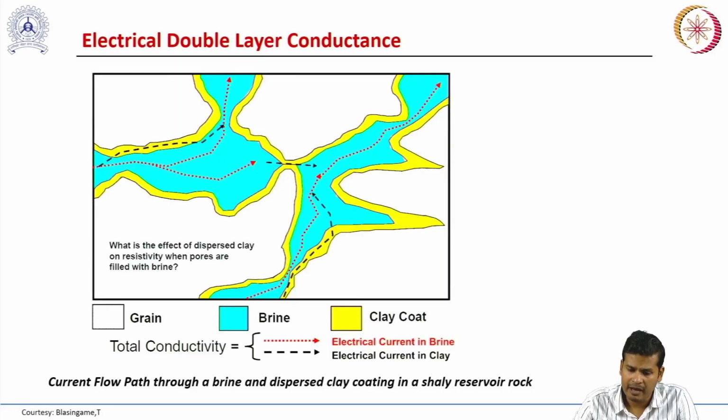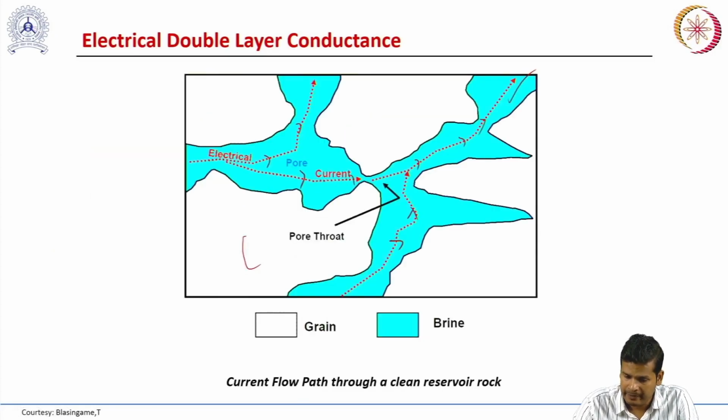In the case of our shaly rock, these yellow ones are the clay coat, that is the dispersed clay model, where the clay is present in a way that it coats our sand grains. So these are my pore paths. The blue colors are the pore spaces inside our reservoir rock. Now if we compare with the earlier figure, there we had a pore throat. The current could still flow from this pore to this pore by following this path through our pore fluid.